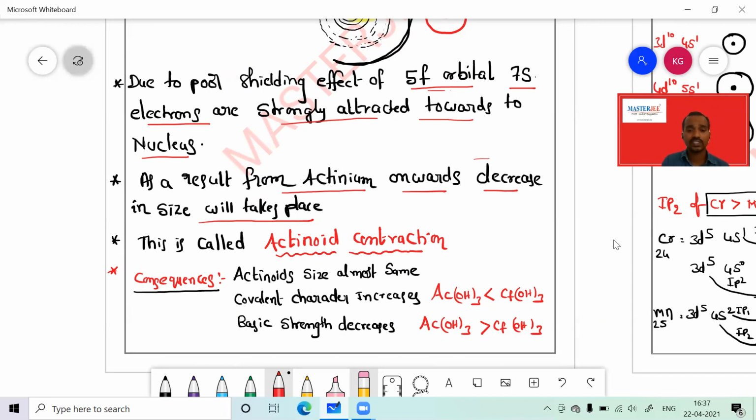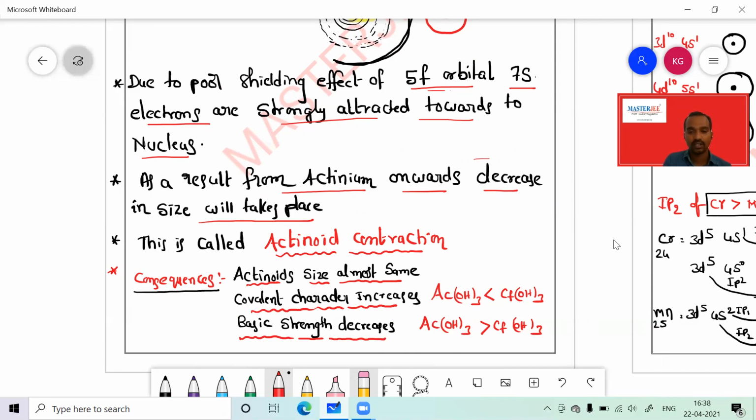Next, what are the consequences of this actinoid contraction? As a consequence of actinoid contraction, the size of actinides is almost the same as lanthanides. So covalent character increases. I explained before also that covalent character increases as the size of the atom decreases, according to Fajans' rule. See here, and as a result, basic strength decreases. Acidic strength increases, basic strength decreases.